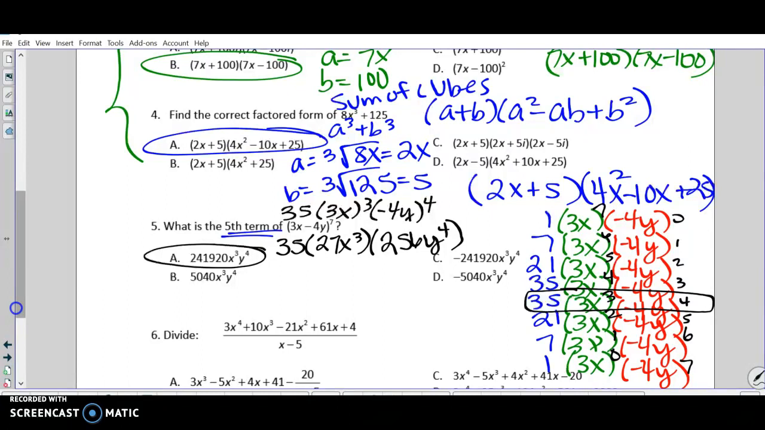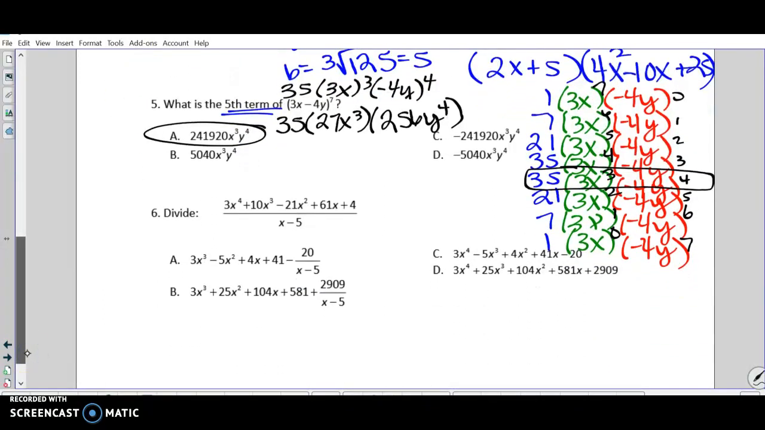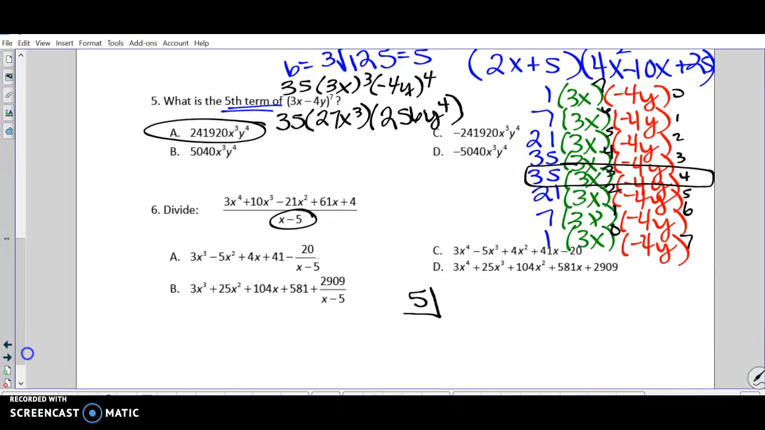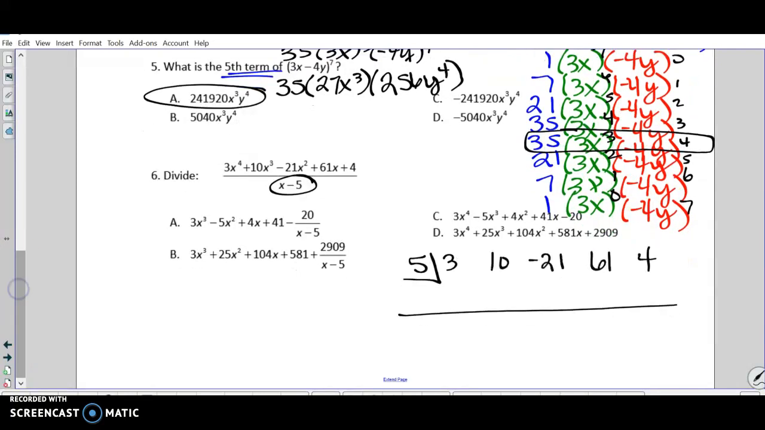Alright, hopefully I have enough time to finish this up. This one, synthetic division. Synthetic division, you take the opposite of the divisor, which would give you 5. All your coefficients of your dividend, which would be 3, 10, negative 21, 61, and 4. You always bring down the first term, multiply below the line, and add above.